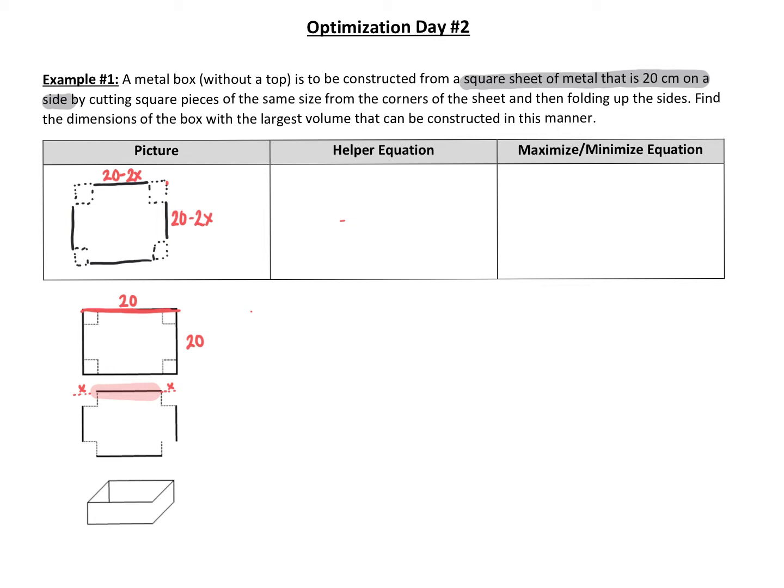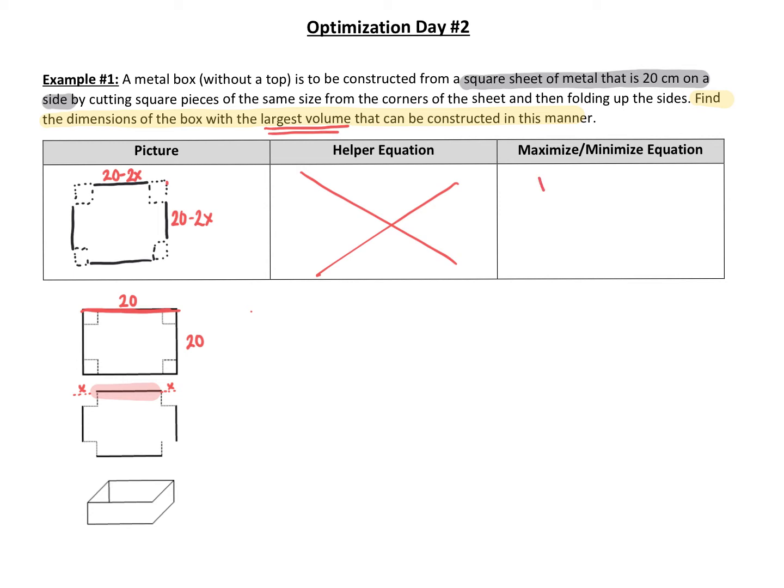Now, in these questions, we're actually not going to have a helper equation because they're not giving us anything else that we need to know about this. So all we know is that we're going to go straight to my maximize and minimize equation. So we have to read the question. What is it asking? It wants you to find the dimensions of the box with the largest volume that can be constructed. So they're trying to find the largest volume. So since that's the piece we want to find, that's what's going to be the maximize or minimize equation.